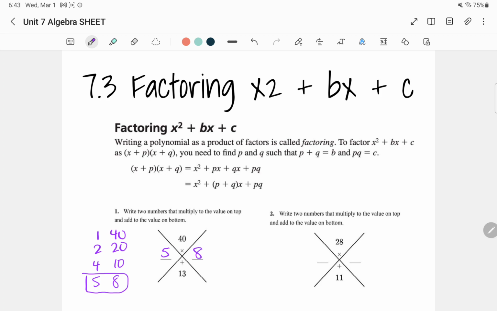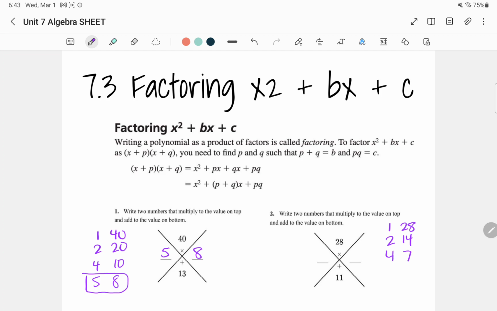So let's look at number 2. Write two numbers that multiply to the value on top and add to the value on bottom. So what multiplies to 28 and adds to 11? So let's list our factors of 28, starting with 1. 1 times 28 gives you 28. 2 times 14 gives you 28. Now let's think, can you divide 28 by 3? No. Can you divide 28 by 4? Yes. So that would be 4 and 7.